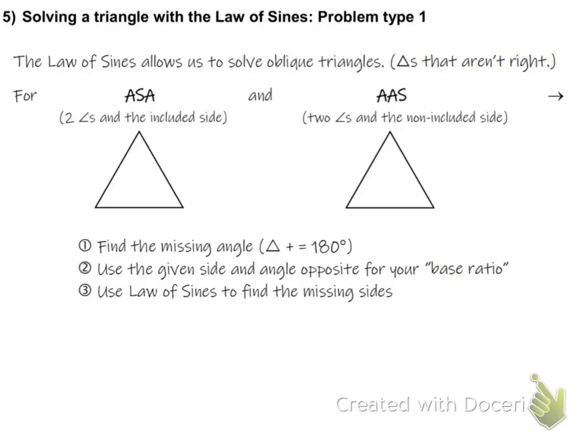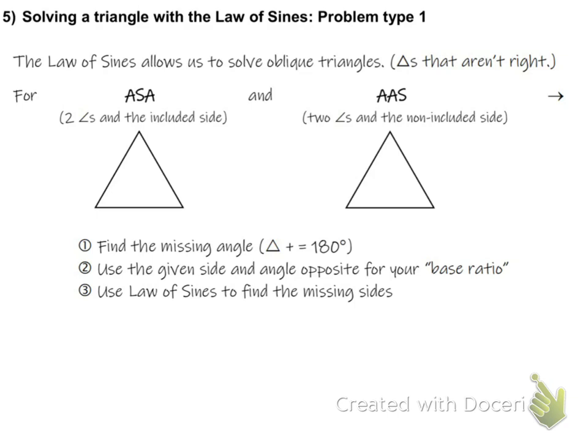So up until now, the only kind of triangles we've been able to solve are those with right angles, right? We've always been able to solve a right triangle because we have sine, cosine, and tangent. Well, now that we have the law of sines, we can solve oblique triangles, which is a triangle that's not right. So there's two situations in which we use this.